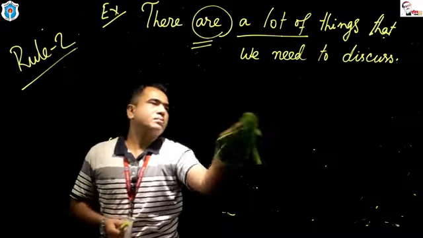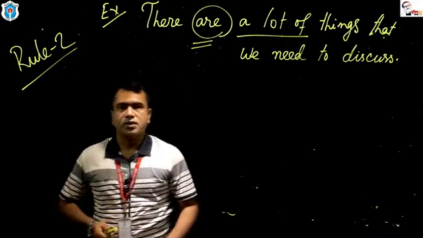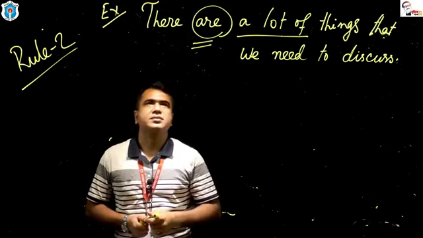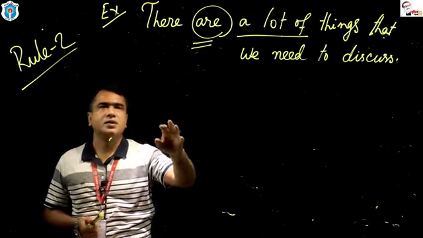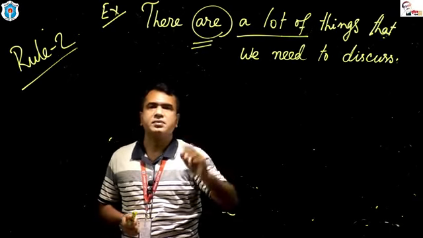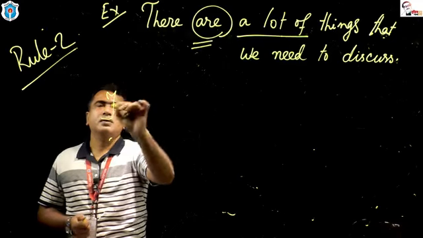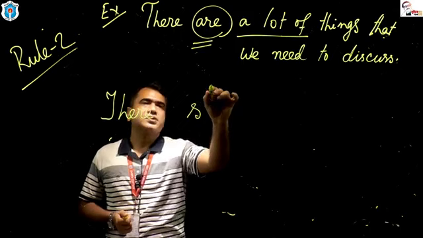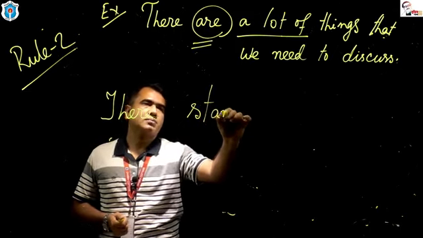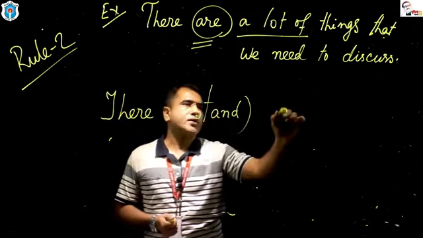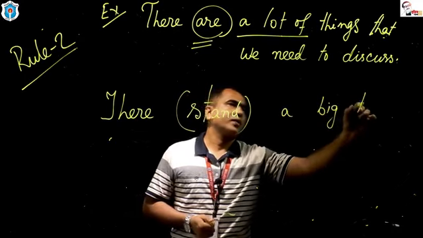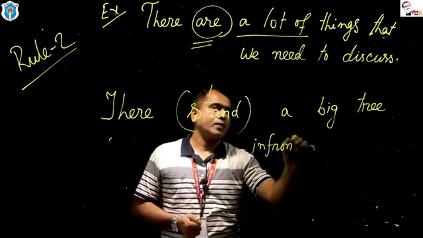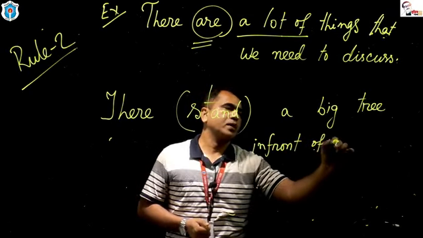In the right form of verbs, there is a rule of there. That means if the subject after there is singular, the verb will be singular, and if the subject is plural, the verb will be plural. Here we see another example without using a be verb. There stand a big tree in front of my house.